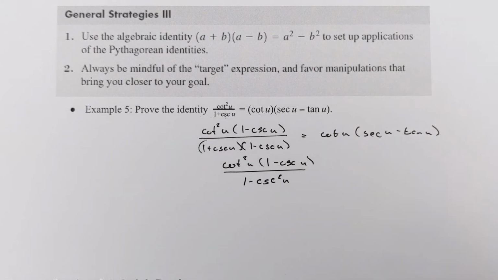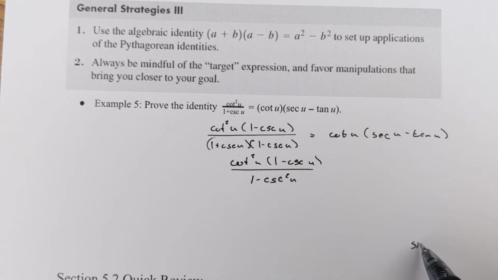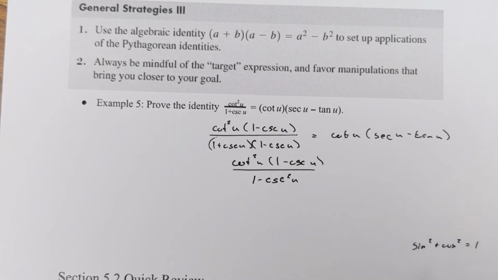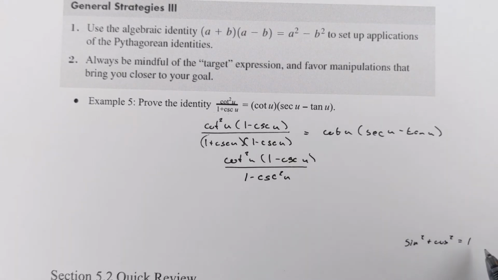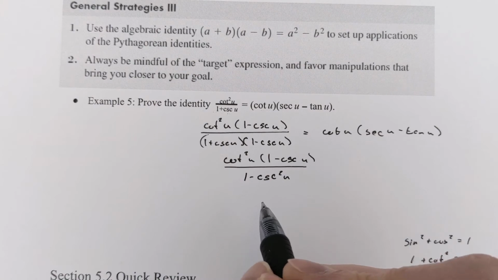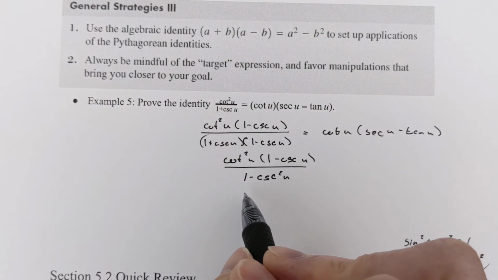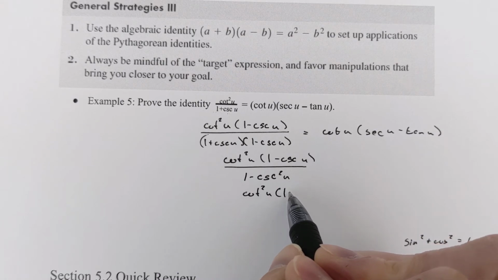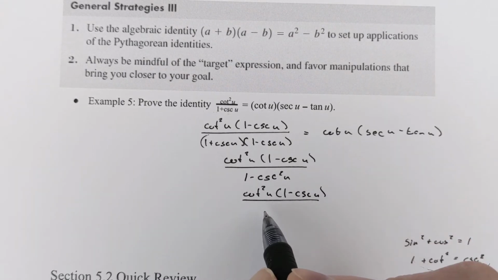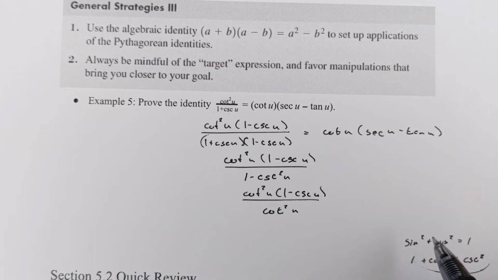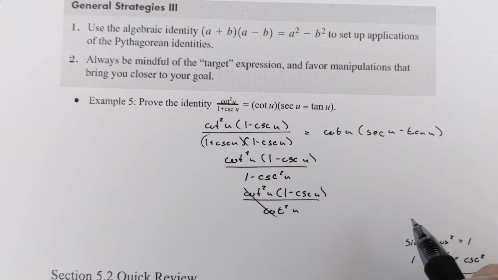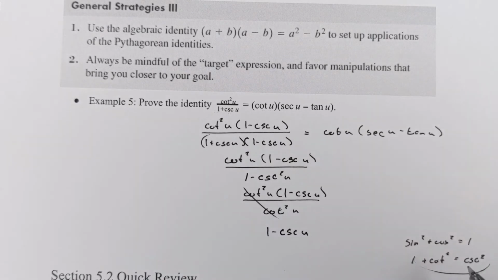So 1 minus cosecant squared. That's a version of one of the Pythagorean identities. Let's figure out which one it is. To get cosecant, I need to divide everything by sine. So 1 plus cotangent squared is equal to the cosecant squared. So if I bring the 1 over, cosecant squared minus 1 is equal to the cotangent squared. So I have cotangent squared u times 1 minus cosecant u all over the cotangent squared of u. So those can cancel, so I'm left with 1 minus cosecant u.